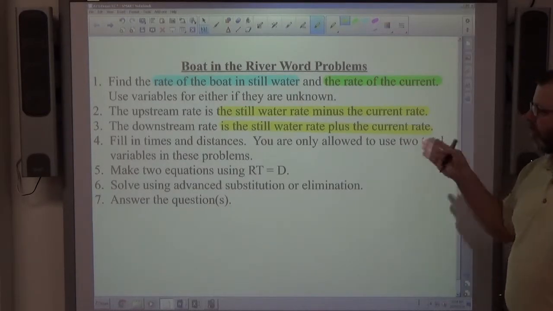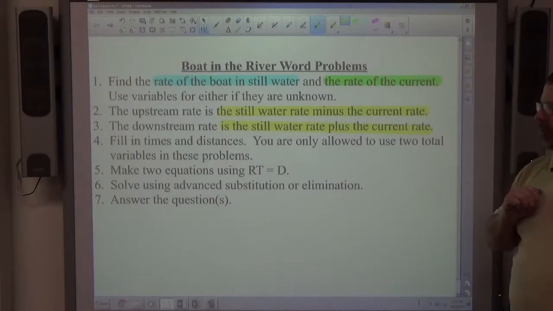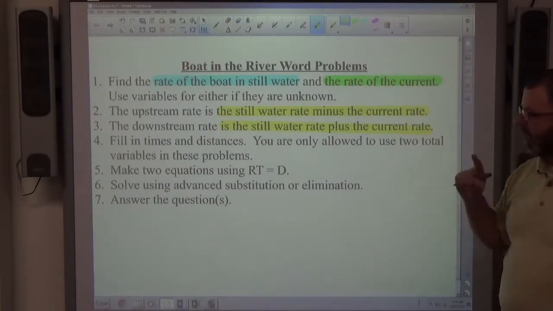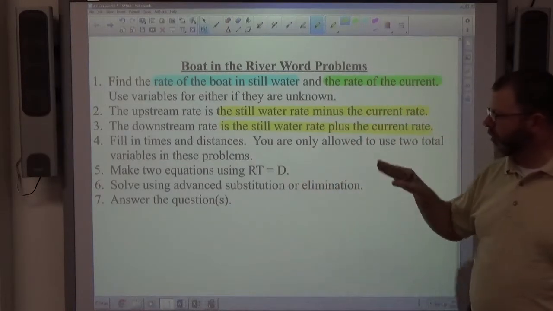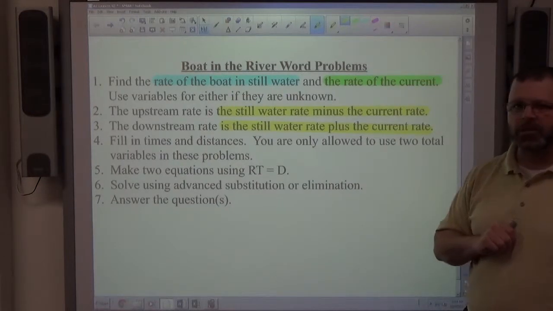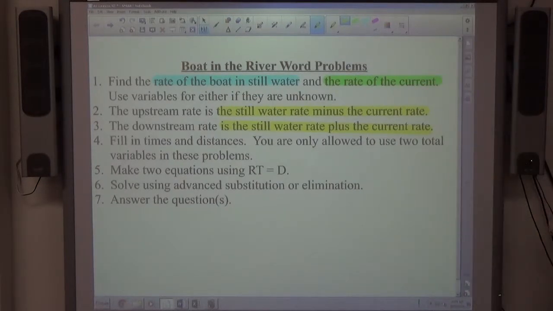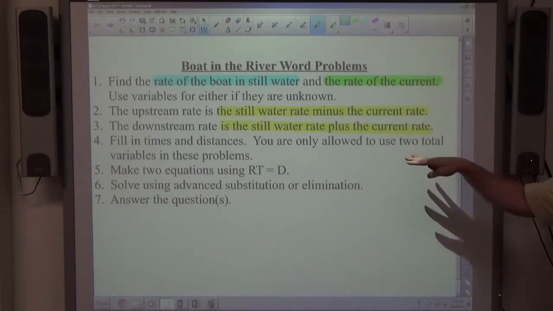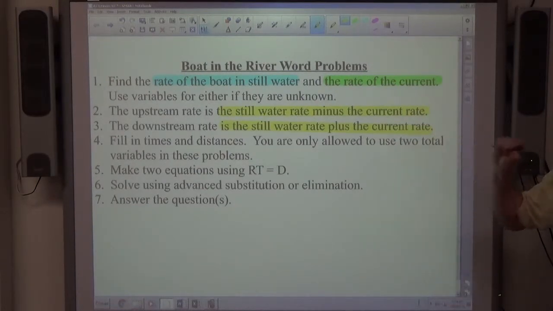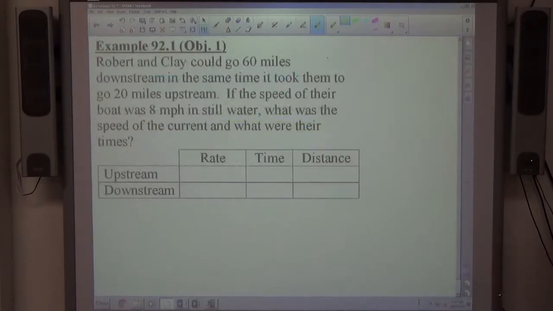Alright, so you're only allowed to use two variables, so make sure you don't go beyond that, and make two equations, RT equals D, solve using advanced substitution, answer the questions. So let's tackle one, see how it works, and again, this is just kind of a guideline for how to do it. Hopefully that's enough to give you some clues.